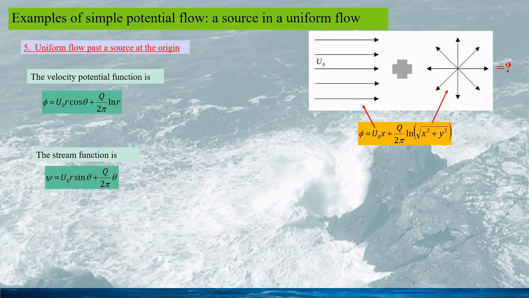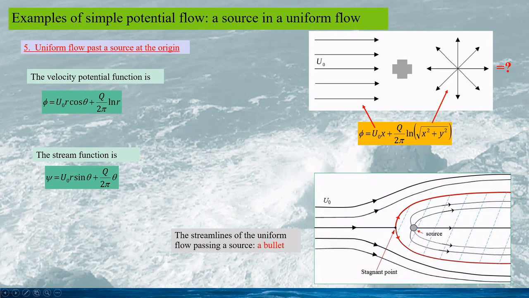Likewise, the stream function can also be expressed as the superimposition of those of the uniform flow and the source. This part is the uniform flow stream function, and this part is the stream function for the source. If we plot the stream lines for the uniform flow and the source, we can see there is a bullet shape structure enclosed by the red line.